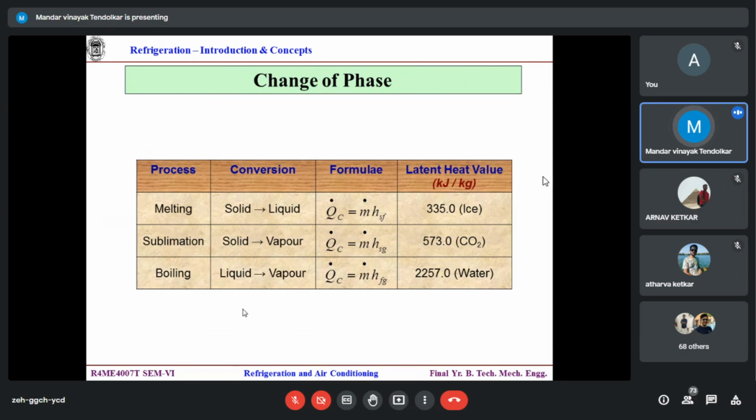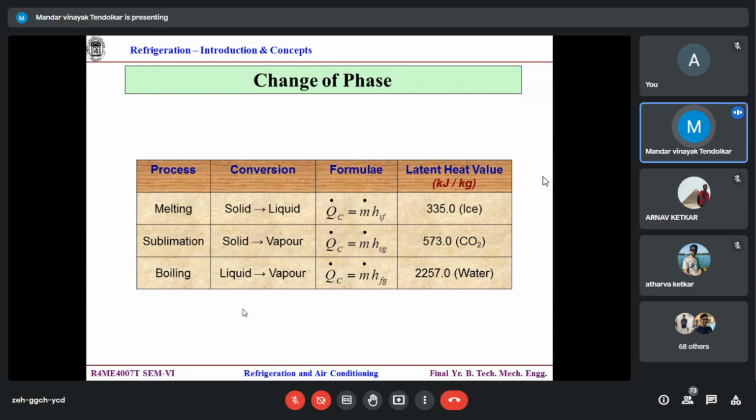Now, change of phase. Here you know all the standard values: 335 kilojoule per kg of water, that is the latent heat of fusion, correct? That is the ice part. And for boiling, that is evaporation, or the reverse way, condensation, it is 2257 kilojoule per kg. This part we had seen in our thermodynamics course also, the steam table, correct?